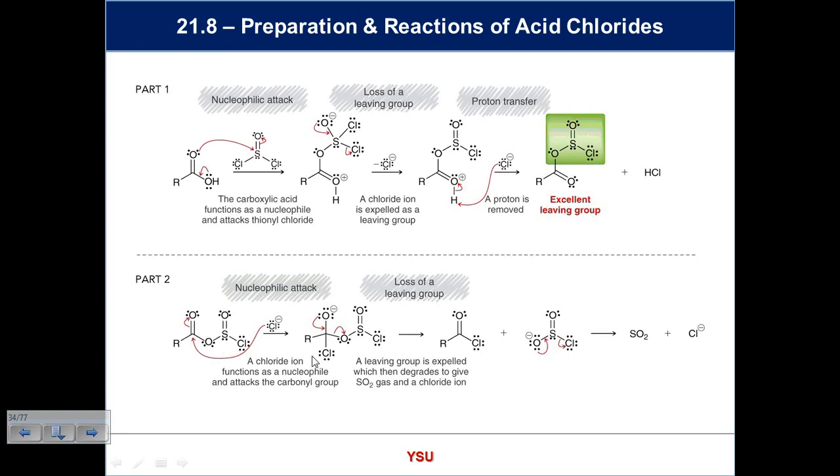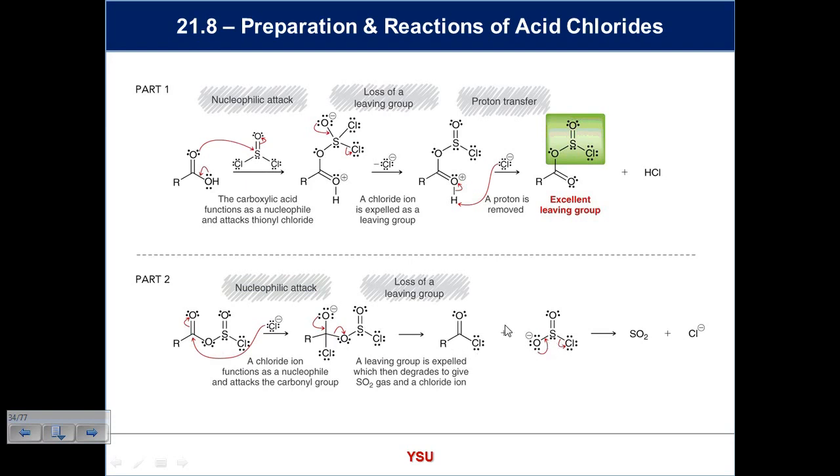Give me a description of that. What does this remind you of? What does it look like? Tetrahedral intermediate. Again, we have a leaving group attached. This leaving group now happens to be the sulfur, the SO, which then is delocalized, and you can see where the extra chloride comes from, and you get SO2 gas, and you end up with a chloride.